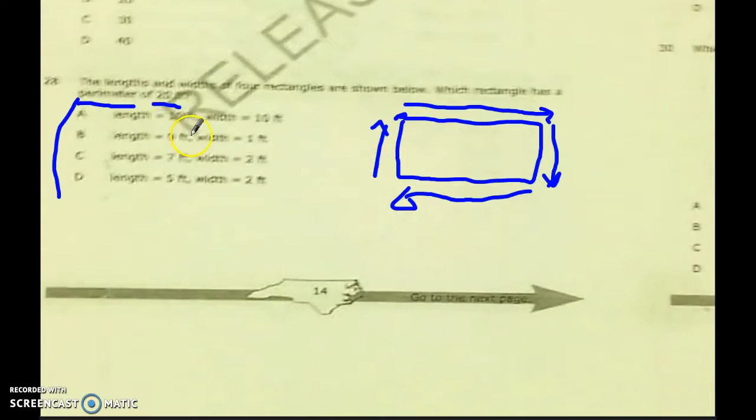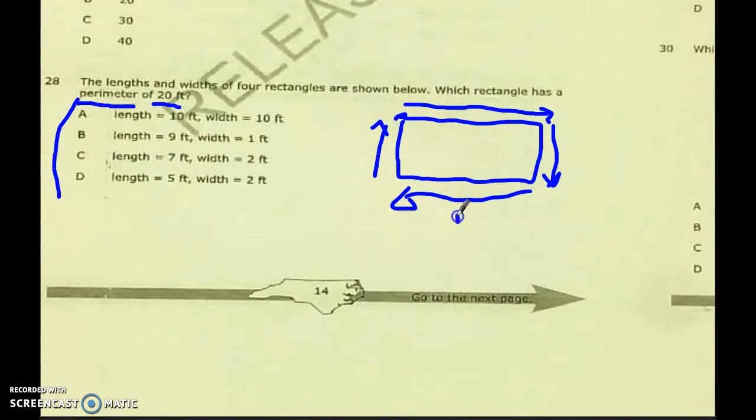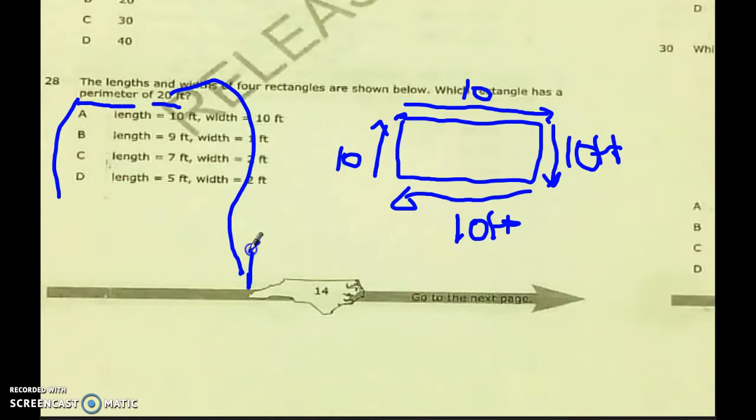So let's put in some measurements here and then find out. So if the length is 10, and if the width is 10, now remember, we're finding the distance around, so all I need to do is add up all the sides. So now if I know this side is 10, this side is 10, and this side is 10, I can do some counting. So if I start here, 10, 20, 30, 40. No, we're looking for a perimeter of 20. See, they tried to trick you because you just wrote down 2 tenths, but remember, perimeter is all the way around. So let's look at B.